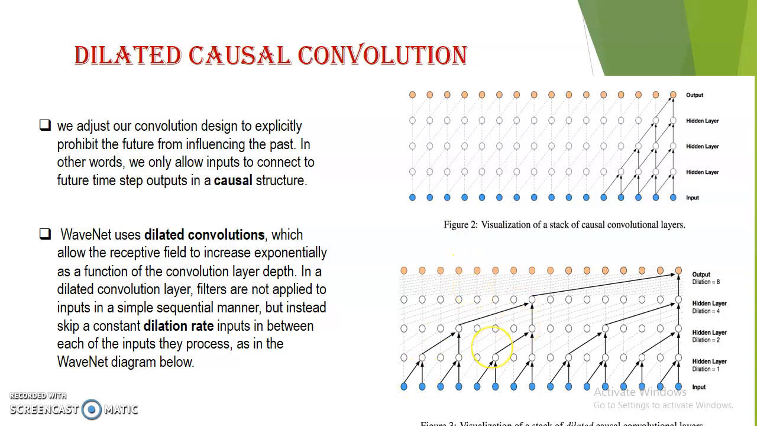So basically this dilated convolution allows the receptive field to increase exponentially as a function of convolution layer depth. If you see the picture at the bottom right of this presentation, you will see the input and 3 hidden layers. Each is given as a multiple of dilation. This is 1, this will be 2, so it is written as an exponential. So 2 to the power 0 is 1, 2 to the power 1 is 2, 2 to the power 2 is 4, 2 to the power 3 is 8.